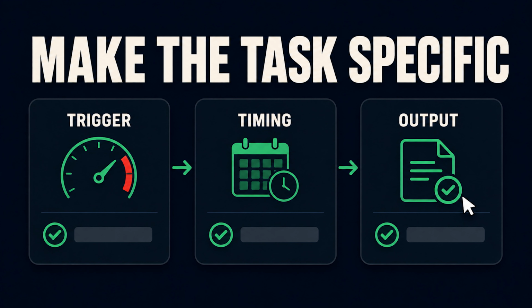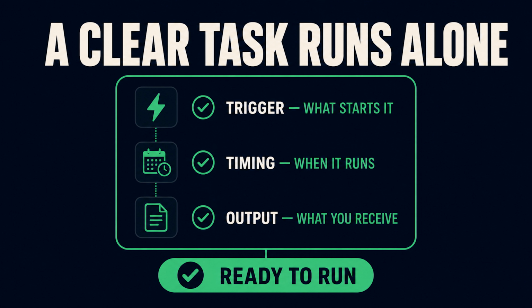The best way to use the feature is to make the trigger, timing, and expected output specific enough that the task can run without needing another question from you.